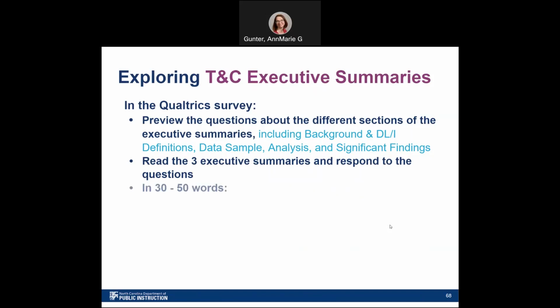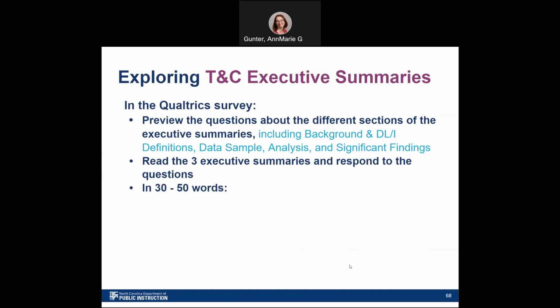After you do those questions, we have a section where you're going to answer several questions, and this time we're giving you 30 to 50 words, so a little bit longer than we have been doing for open-ended questions, but we really want to give you a chance to express yourself and your thinking about these questions.